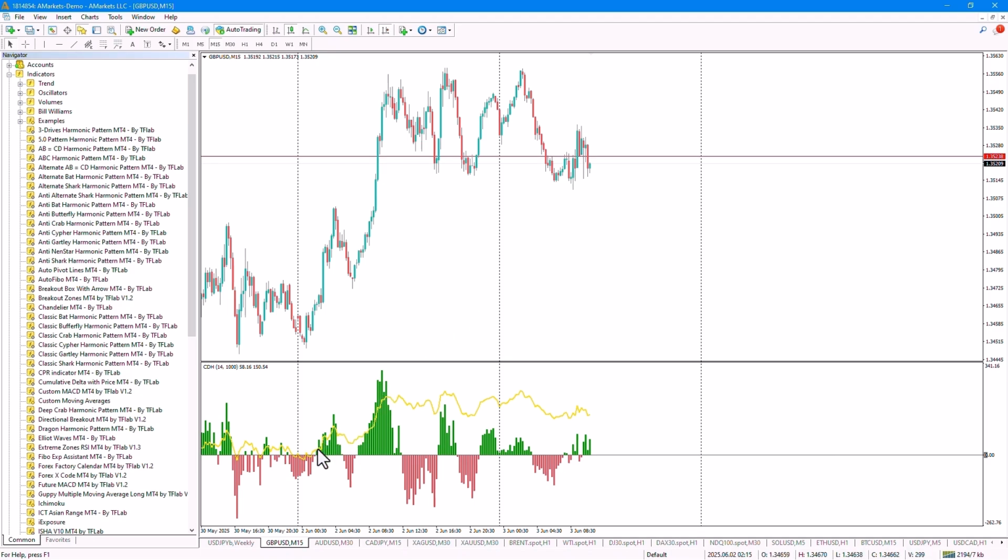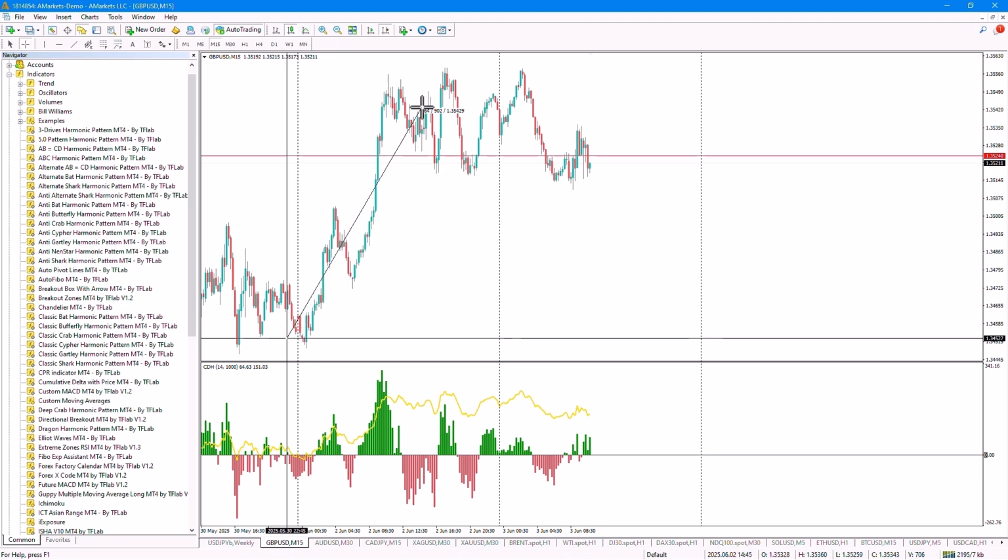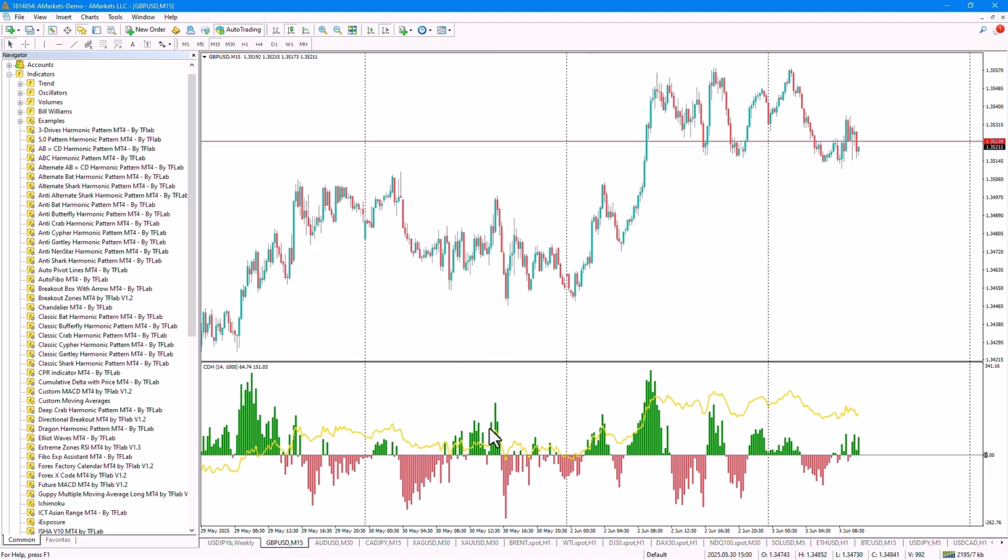Also, when both the price line and the green bars are present in the market, we can anticipate a strong upward trend.